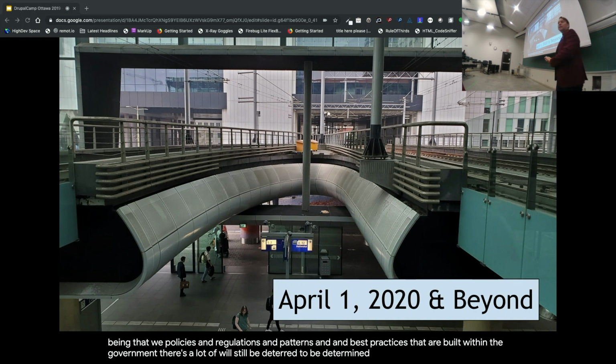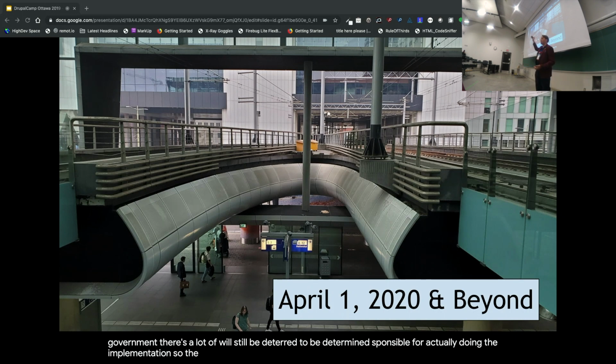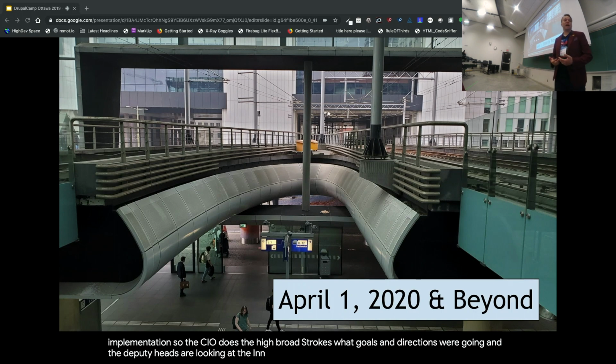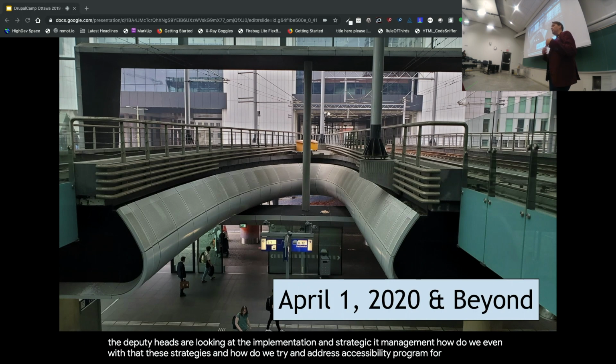The other thing is that deputy heads are going to be responsible for actually doing the implementation. So the CIO does the high broad strokes of what goals and directions we're going, and then the deputy heads are looking at the implementation and strategic IT management. How do we implement the strategies, and how do we try and address accessibility for both the public sector as well as for citizens at large?